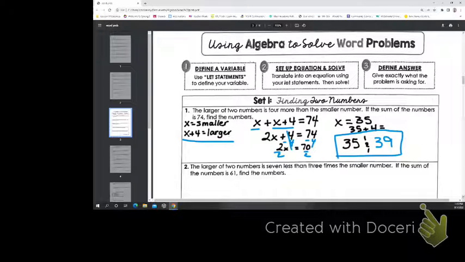And then I can quickly double check on paper or in my head. Is the larger number 4 more than the smaller? Yes. Do they add up to 74? Yes. Because both of those things need to be true.